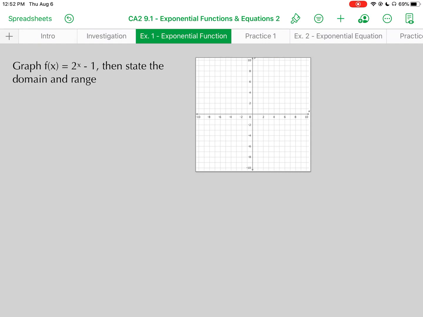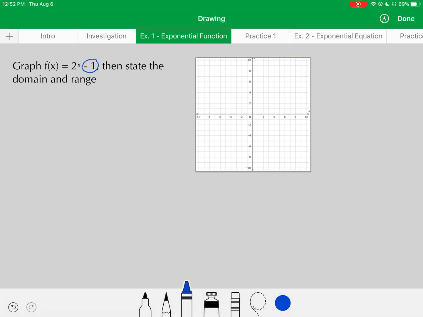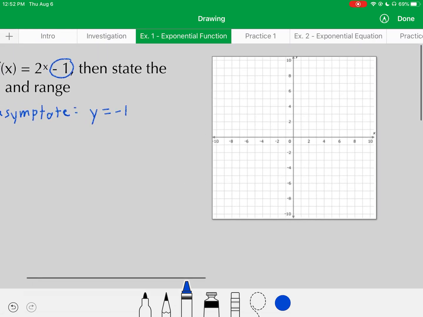So the first thing I think to focus on is the number that's being added or subtracted at the end of the function here. Remember, we just saw in the illustration that that number determines where your asymptote is for the curve, okay? I'm going to say my asymptote is the horizontal line of y equals negative 1. And let's zoom in here, and I'm going to draw a dashed line to represent that asymptote, okay?